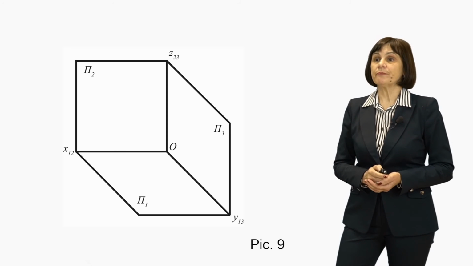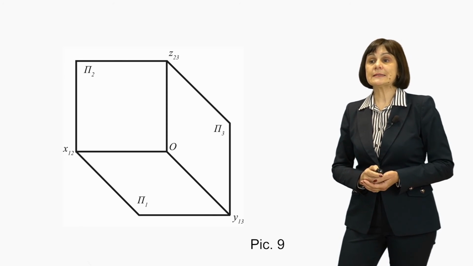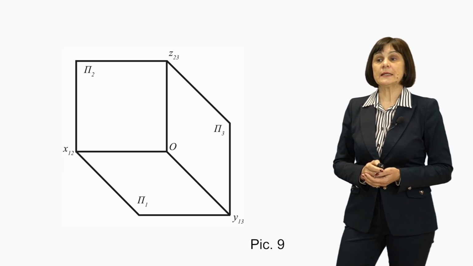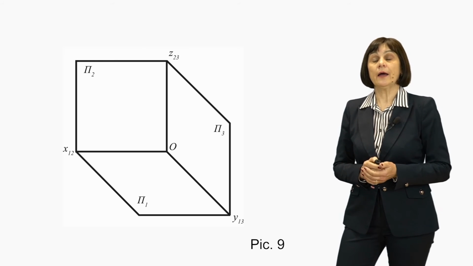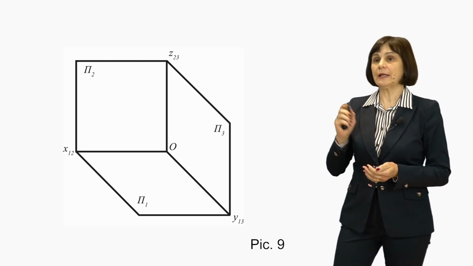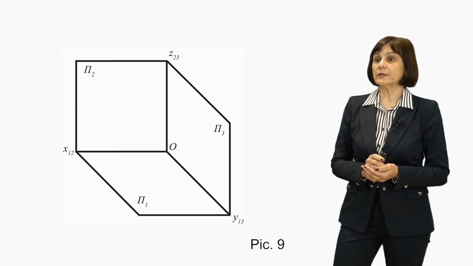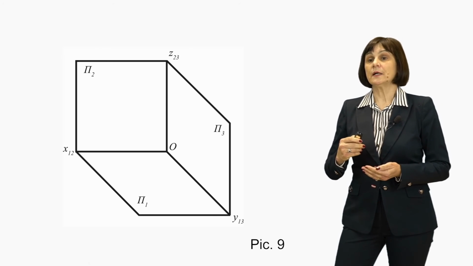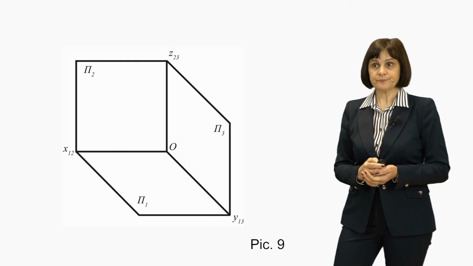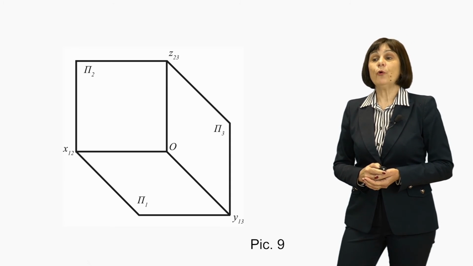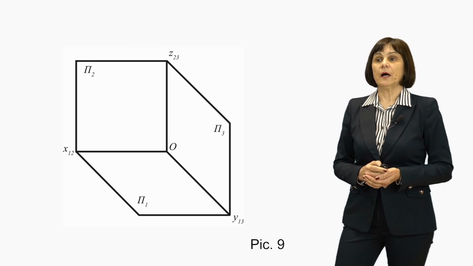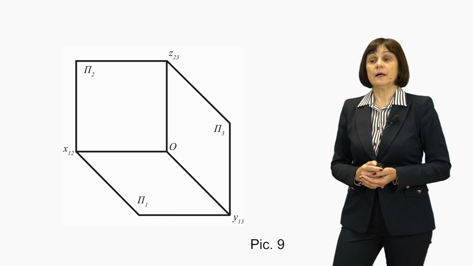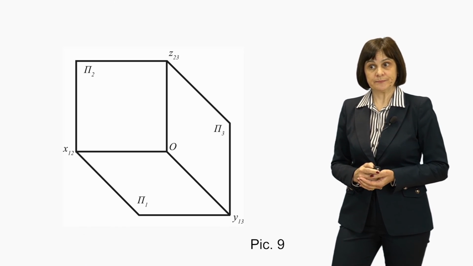On this drawing it is shown that an axis is drawn along each plane. These axes are x, the horizontal line, z, the vertical line, and y, the axis directed at us. The axes form a coordinate system in which it is easy to construct an object using the specified coordinates.